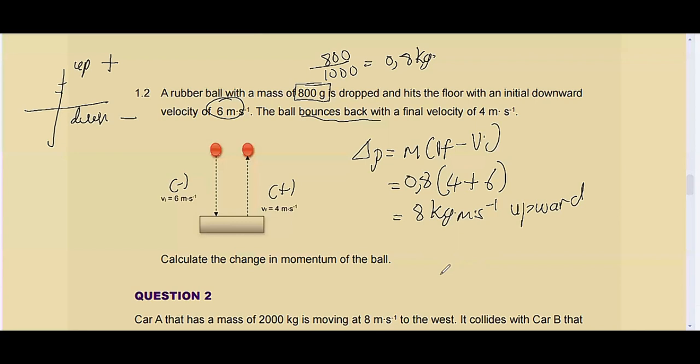So you would still get the same answer, guys, even if you had assumed that you take your downward as positive and your upward as negative, you would still get 8 kg meters per second upward. The only difference is that if you had done that, you would have got the 8 as a negative because you would have assumed that the upward direction is negative, right? Then let's move to question number 2.